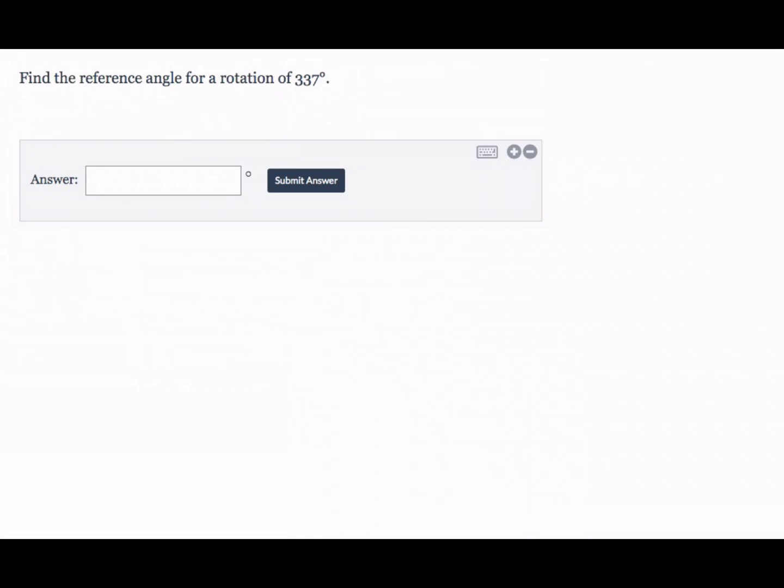Guys, I have 4 questions to go over from today's lesson. I have 2 questions about reference angles, and then I have 2 questions putting everything together. So coterminal, reference, and quadrant.